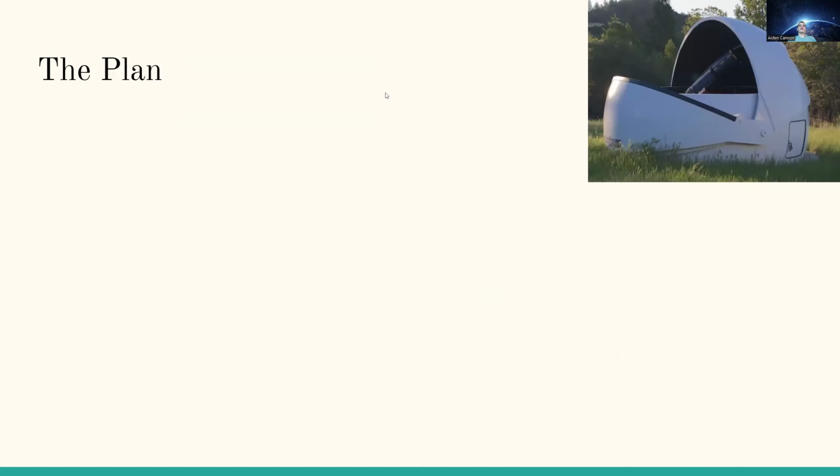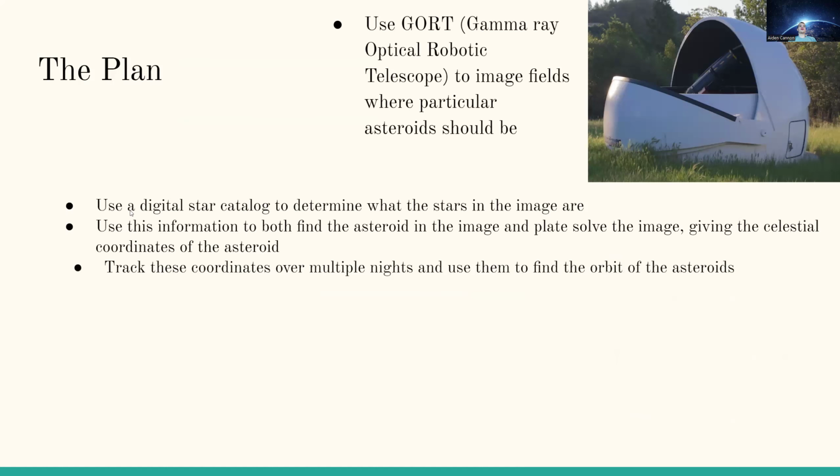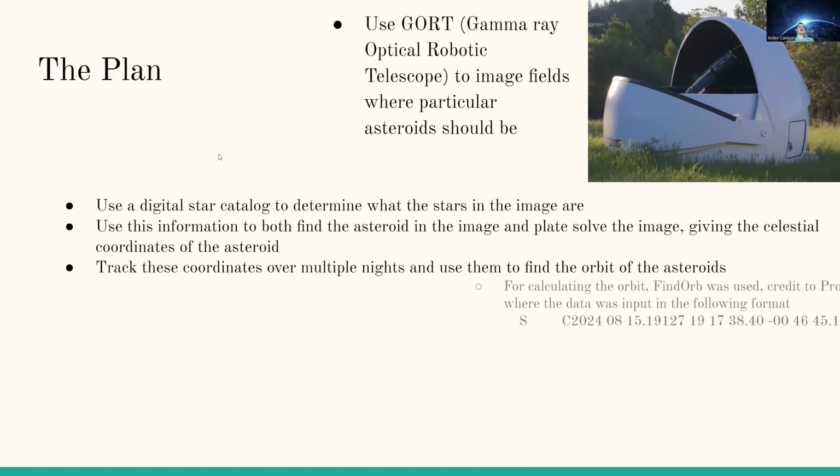So the plan for the summer project was to use the Gamma-ray Optical Robotic Telescope, GORT, to image fields where particular asteroids should be. Helpfully, GORT will both use digital star catalogs to determine what the stars in the image are and plate solve the image as well. Then all we have to do is find the asteroid, and the plate-solved image will have the celestial coordinates. If we track these coordinates over multiple nights, we can use them to find the orbit of the asteroid.